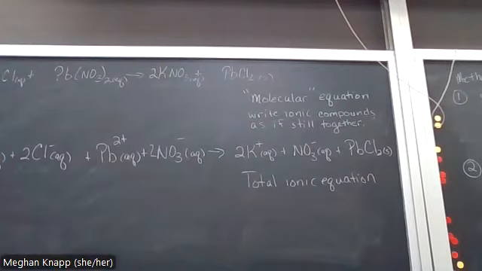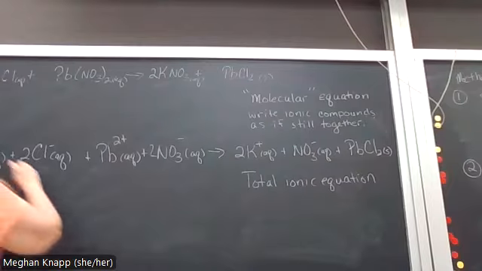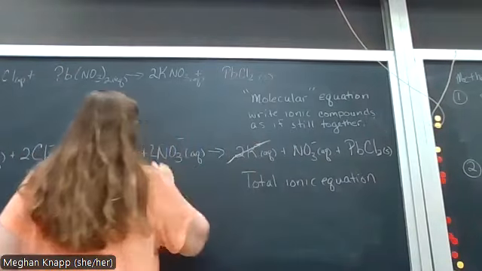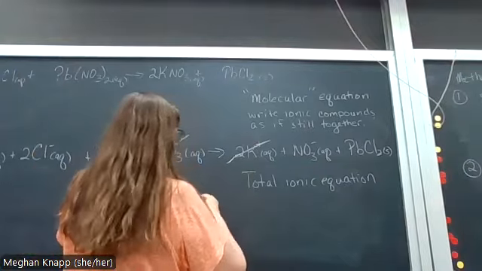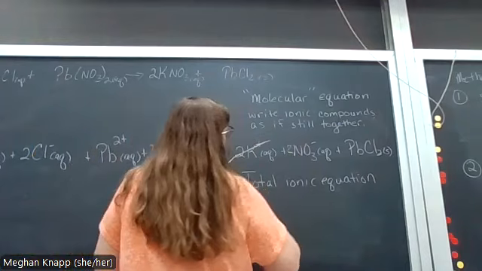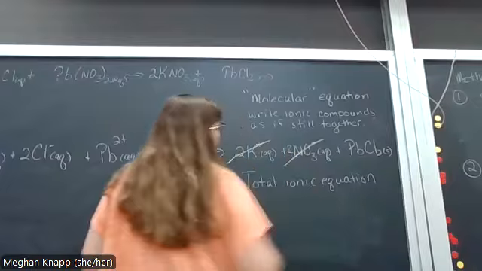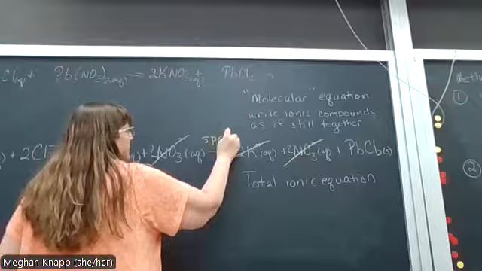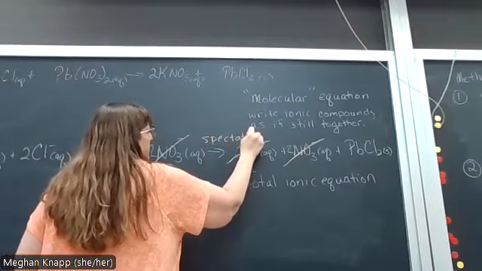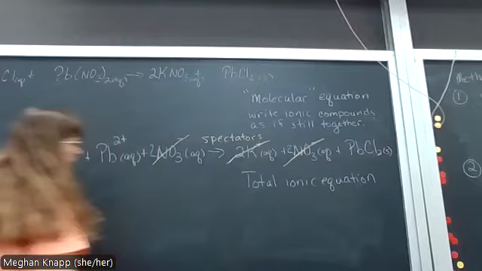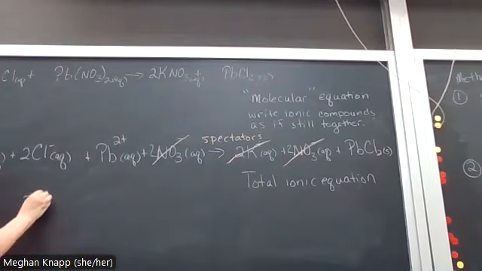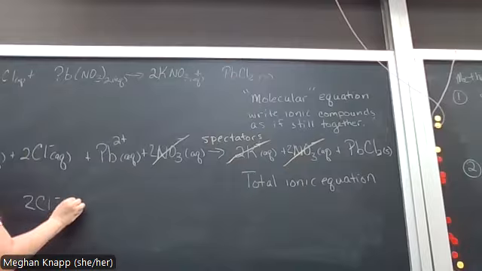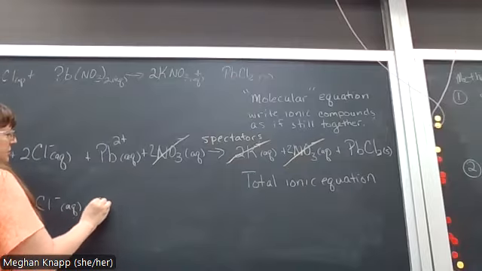If I were in algebra and I had an X on each side of the equation, I'd cross it out. 2 potassiums, 2 potassiums, 2 nitrates. Oops, this is supposed to be 2. 2 nitrates. They appear the same on each side. I can cross them out. We call these spectators. And everything that's left over becomes what's called the net ionic equation.